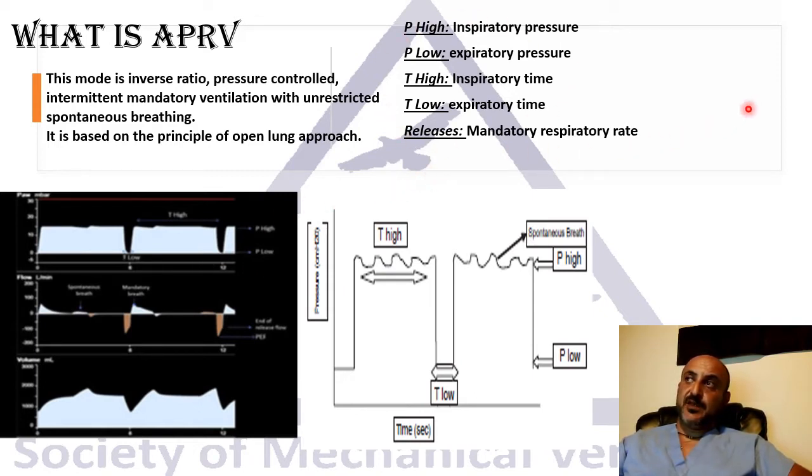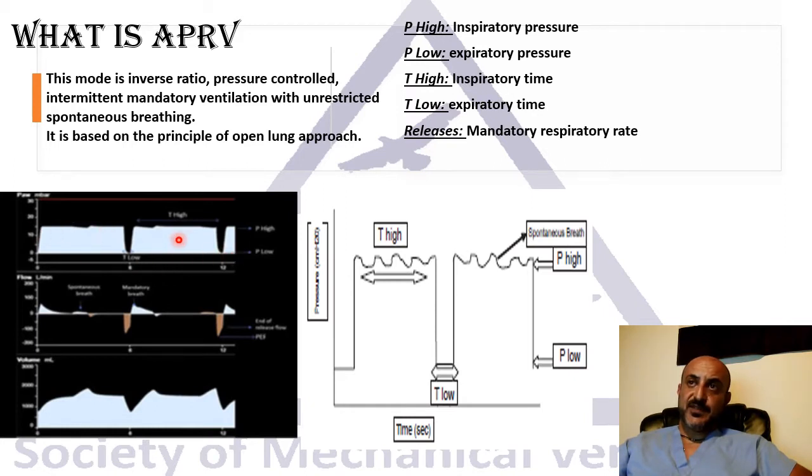So let's talk first about, as we said, the lingo of APRV, and we'll apply it to the figures. There are five terms used in APRV. Number one, P high, which is the pressure high, basically the inspiratory pressure. P low, or the expiratory pressure, or PEEP in other modes. T high, or time high, which is basically the inspiratory time.